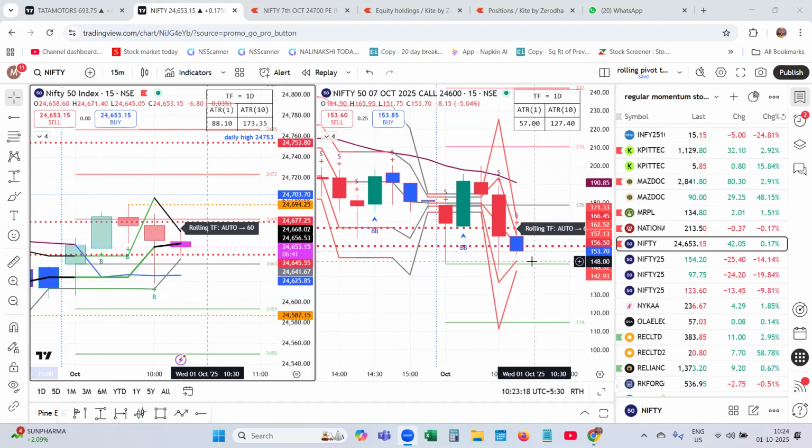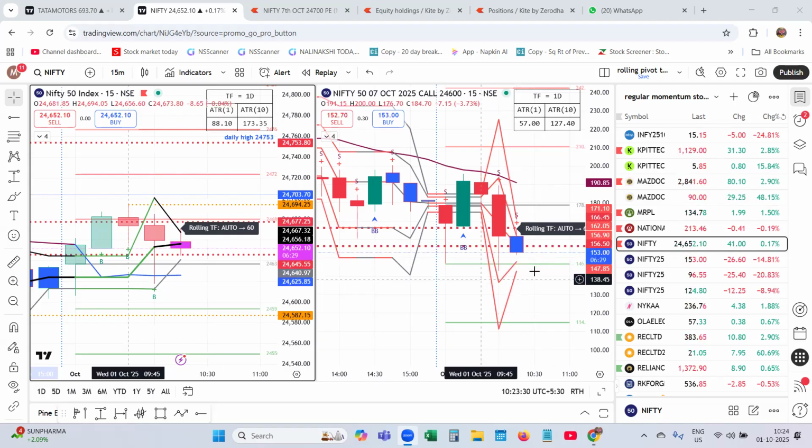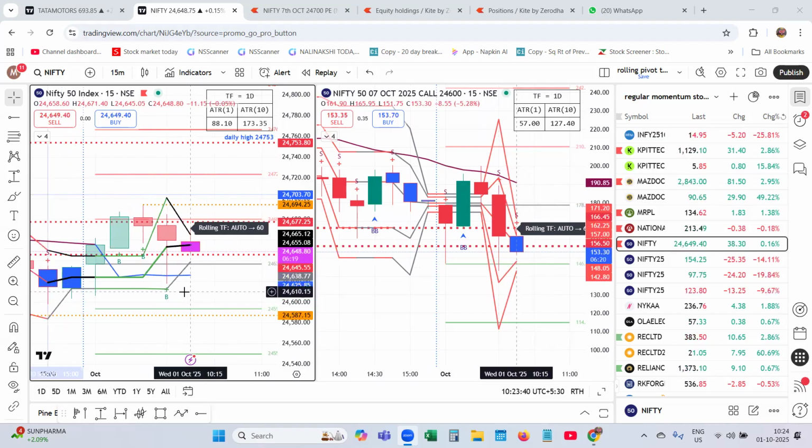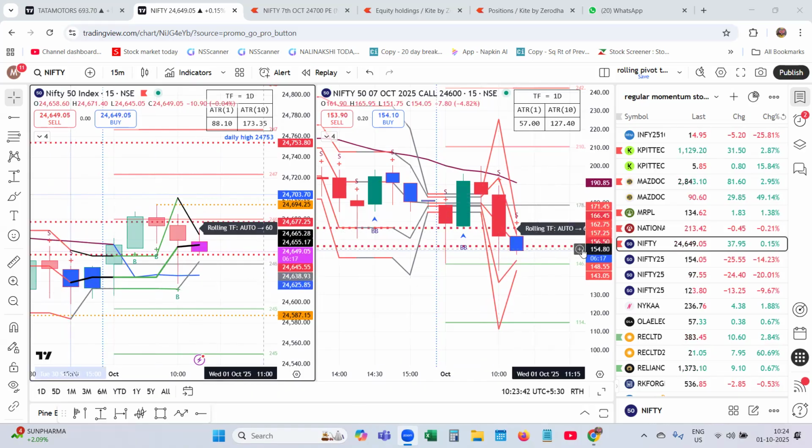It is below the pivot, this is very interesting. You need to notice that because if you would have taken any position, you will lose money. Why? The reason is most probably the premiums are sold to become cheap. So here the underlying is neutral, whereas in the call option all the pivots are red, even the Gann HiLo is red.